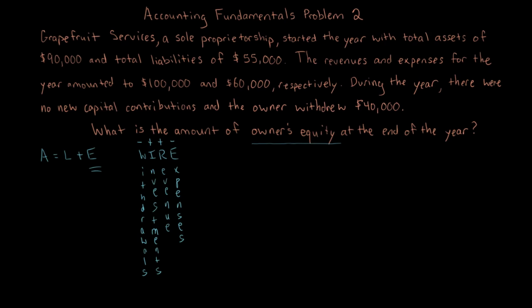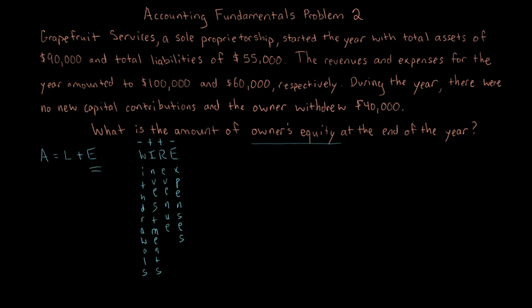Revenue and expenses, many of you already know these. Revenue minus expenses gives you net income, or net loss if it's negative, and they have a contra relationship. Revenues increase owner's equity, expenses decrease. Now, some of you might be learning that net income, net loss affects owner's equity. Same thing. Revenue and expenses equal net income. So net income is going to increase owner's equity. Net loss is going to decrease. But WIRE, make sure you write that down.